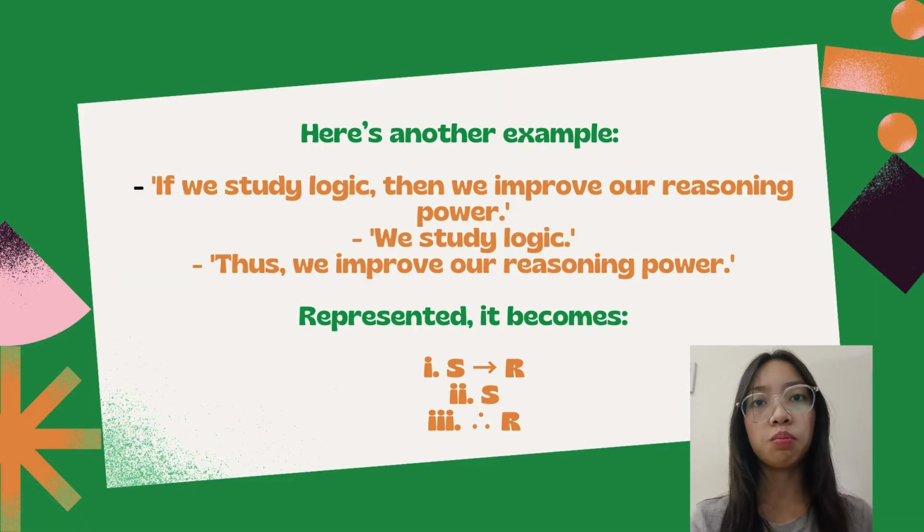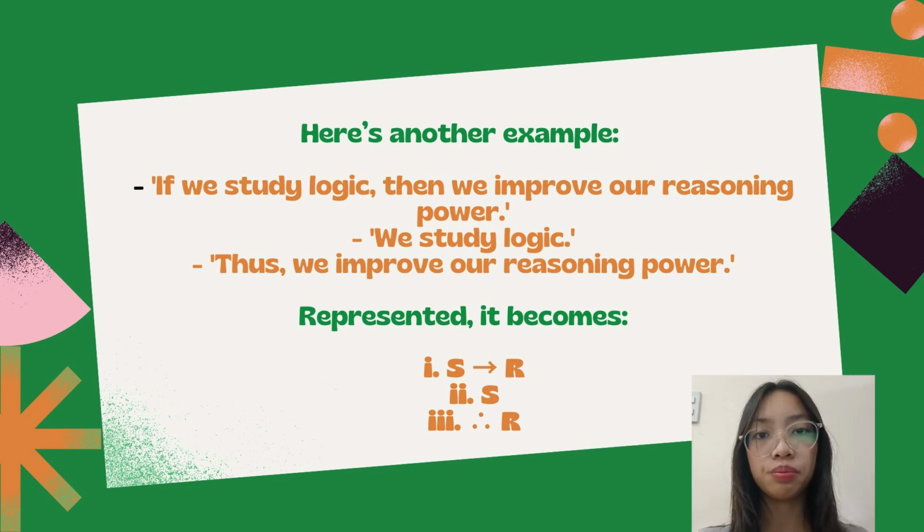Here's another example. The compound statement, if we study logic, then we improve our reasoning power. And then the simple statements, we study logic, and therefore we improve our reasoning power. When represented, it becomes like this, where S represents study and R represents reasoning. This form is known as modus ponens and is valid since it follows a consistent logical pattern.